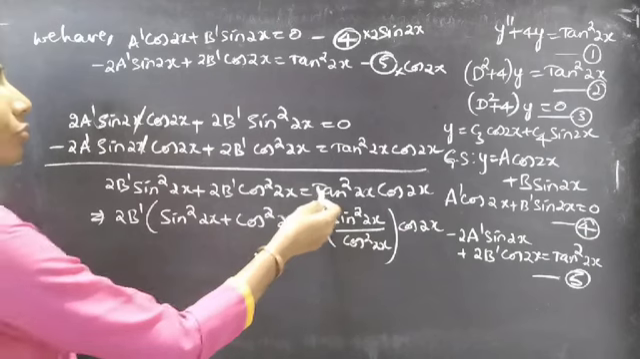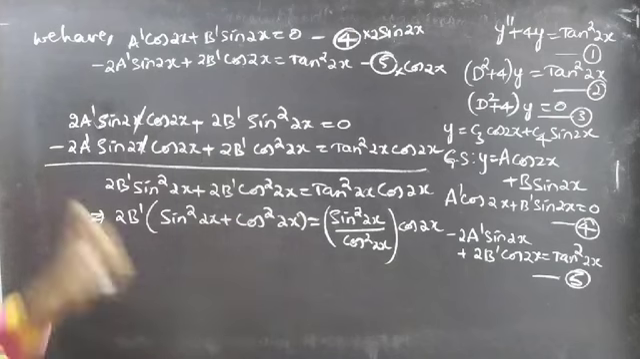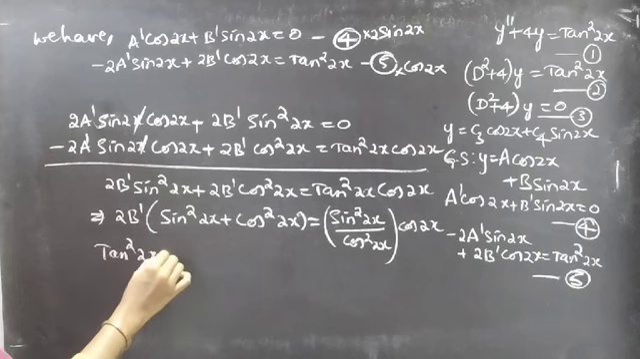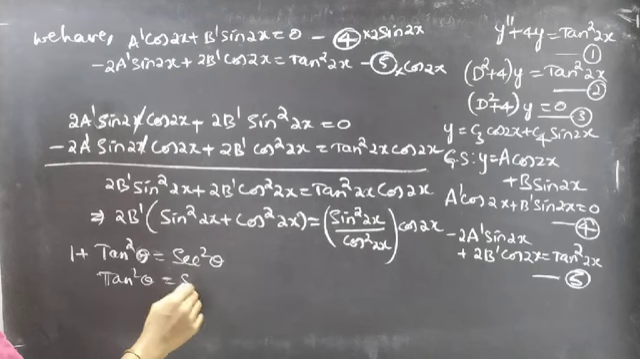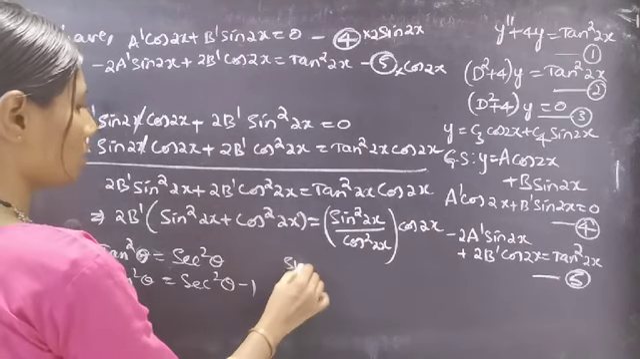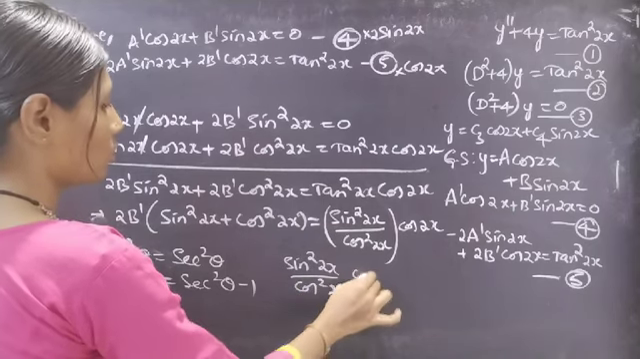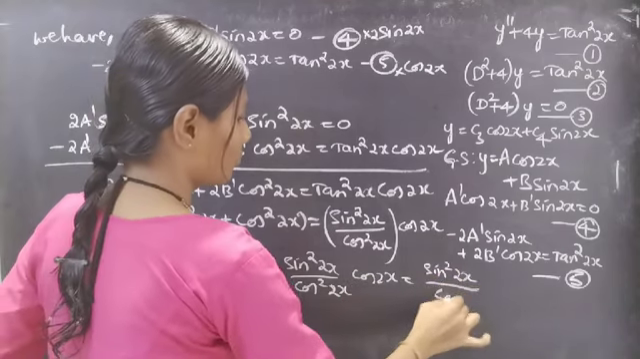Or instead of replacing tan square 2x with sin square 2x by cos square 2x, we can replace it with secant square 2x minus 1. Since 1 plus tan square theta equals secant square theta, tan square theta equals secant square theta minus 1. If you replace tan square 2x with sin square 2x by cos square 2x, we'll just get sin square 2x by cos square 2x into cos 2x, which equals sin square 2x by cos 2x.